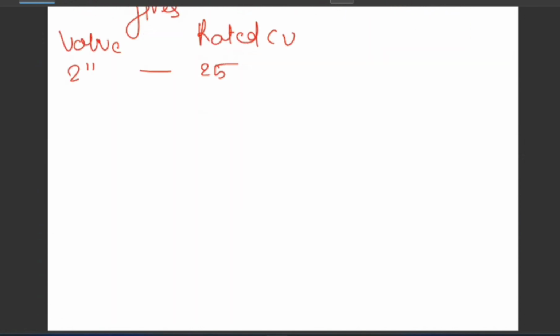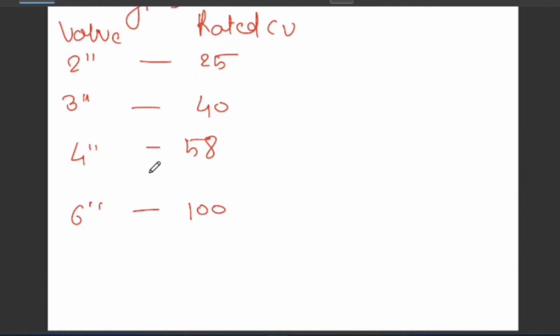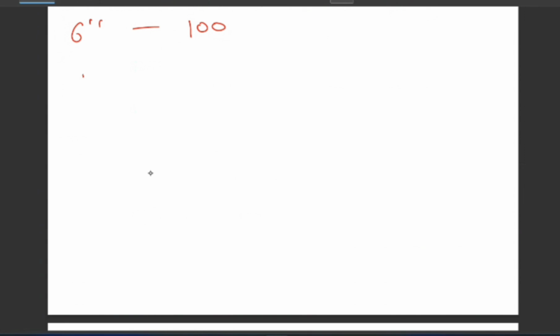For 2 inch, let's say it's 25. For 3 inch, let's say it's 40. 4 inch, let's say it's 58. And for 6 inch, let's say it is 100. Okay, so हमारा कितना आया? So it is like a 44, so it's around 4 inch, right? ये आप लोग को अभी समझ में आ जाएगा तो आगे जाके कंफ्यूजन नहीं होगा.